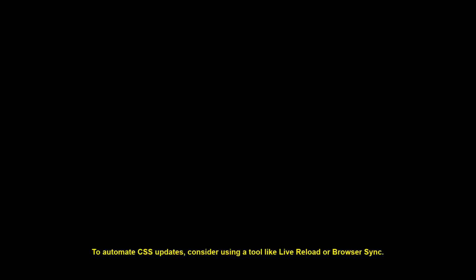To automate CSS updates, consider using a tool like Live Reload or Browser Sync. These tools will automatically refresh your browser whenever you save changes in your CSS file. If you are using Jekyll, a static site generator, ensure you save your changes in the correct directory. You can also add an additional line in your CSS file to force the browser to update.